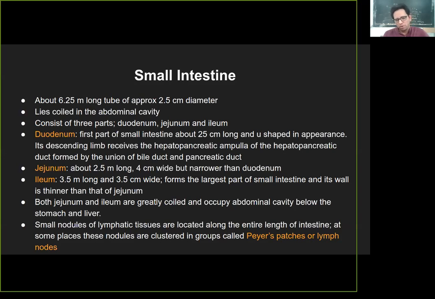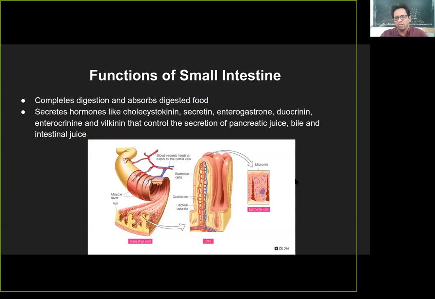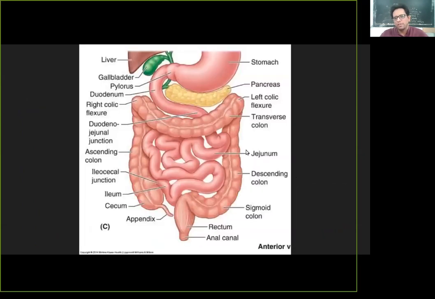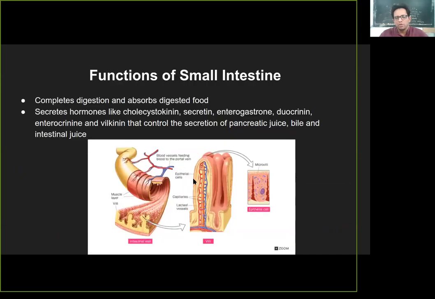Now, both the jejunum and ileum are greatly coiled and they occupy the abdominal cavity below the stomach and liver. Like I showed you in this diagram, below the stomach and below the liver, the whole of this abdominal cavity is occupied by the ileum and jejunum, which are the two longest parts of the small intestine.